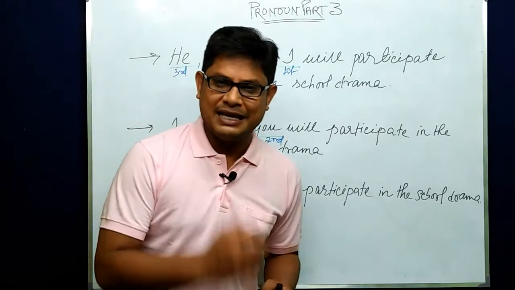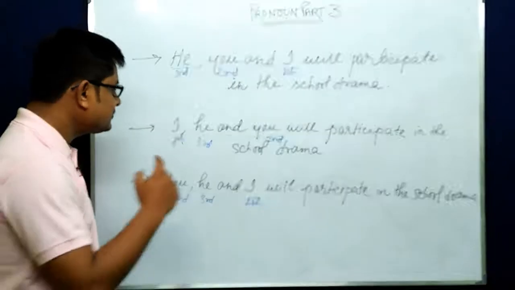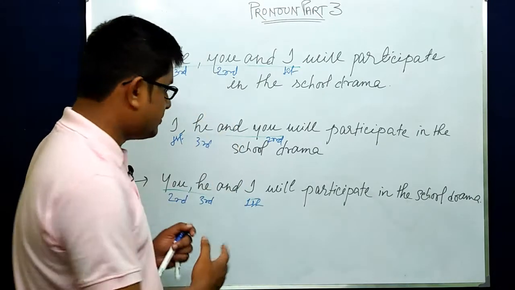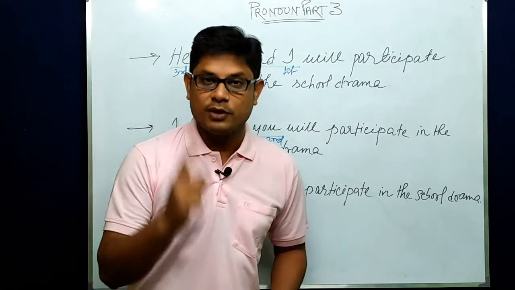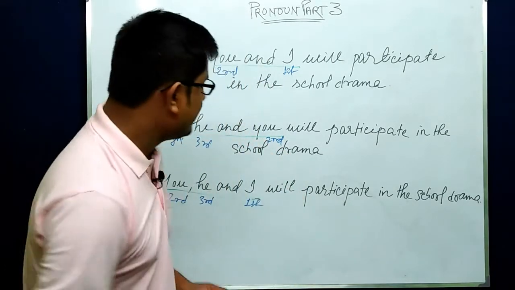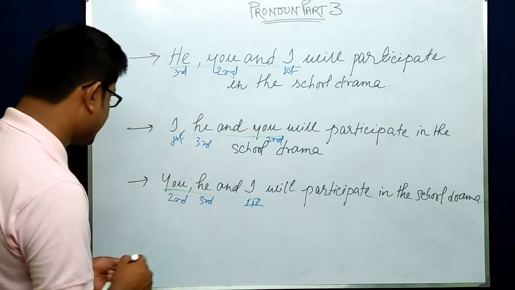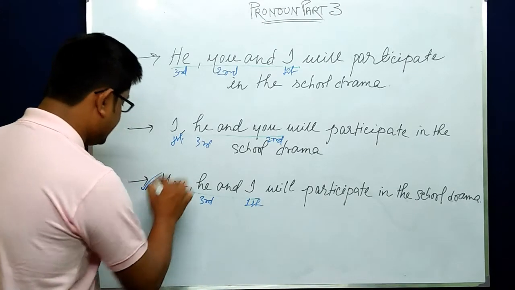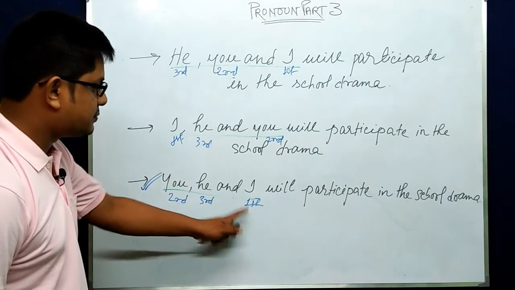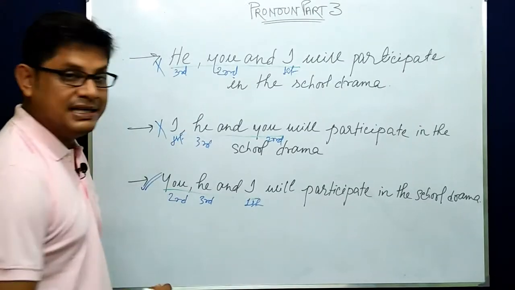But don't worry, I'm going to explain it in a very easy way. It will help you to clear all the doubts you have, right? So now let me explain. Whenever you have an order of singular pronouns in the same sentence, you have to be very conscious when you use them. How? Let me tell you first of all which one is correct. At first, this one is correct: you, he and I, means second person, third person, and first person. And these two sentences are completely wrong.